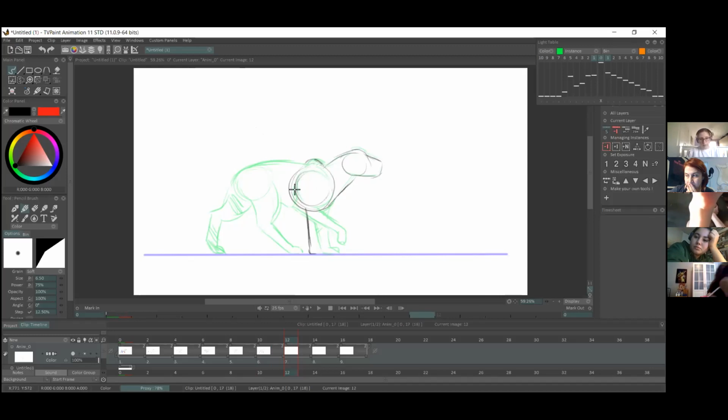Yeah, so the front leg, the right front leg, the closest to us, is slowly starting to come forward. And we still have the shoulder blade up because the dog is still holding the weight.